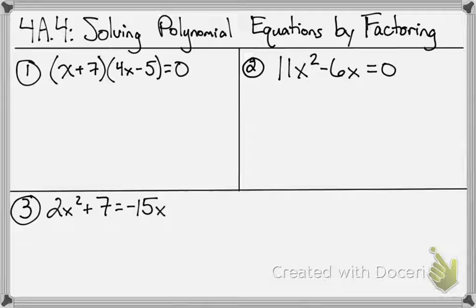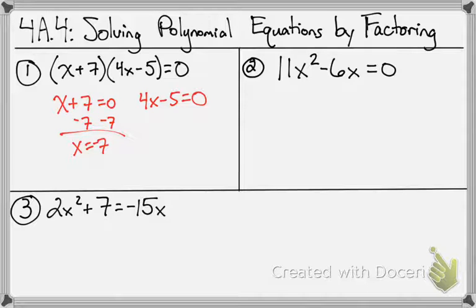So all I have to do is take this problem number 1 and split it into two smaller problems. So I'm going to take the factor x plus 7, set it equal to 0, take the factor 4x minus 5, set it equal to 0. As long as you recognize that they get split apart like that, all you have to do is some basic equation solving. So we'll subtract 7. One solution is going to be negative 7. And then the other problem's a two-stepper, so we'll add 5 and then divide by 4. And we get our second solution, x is also equal to 5/4.